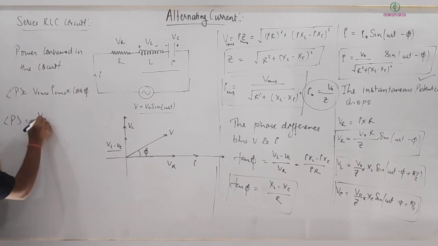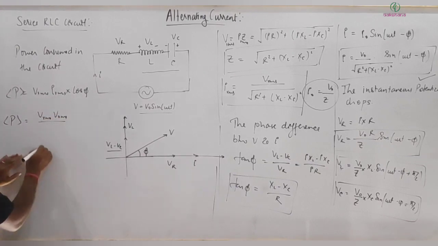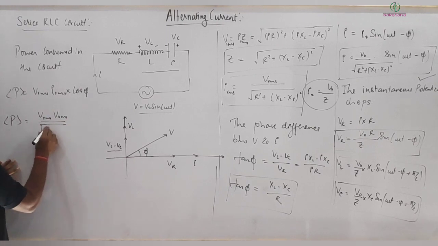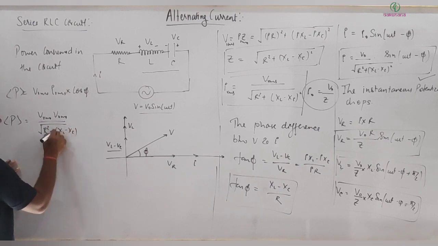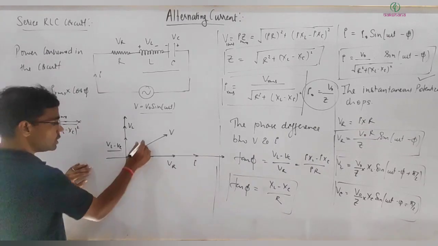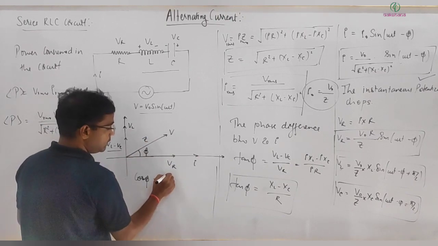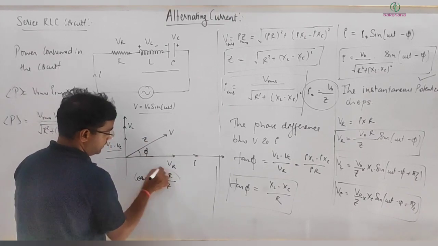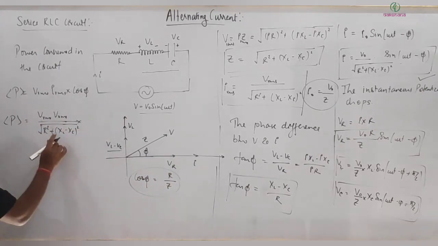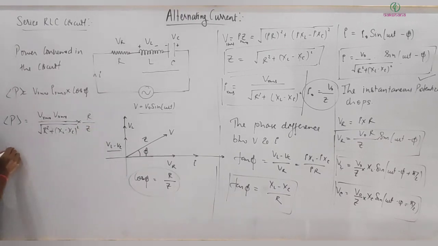So V RMS, I'm writing it directly as V RMS. I RMS you can write as V RMS divided by Z, and Z is equal to under root R square plus (XL minus XC) whole square. Then into cos phi. So what will be cos phi from here? Cos of phi is equal to R divided by Z. Clear?